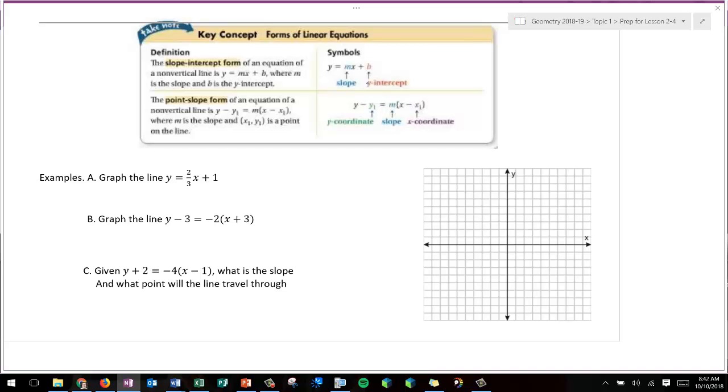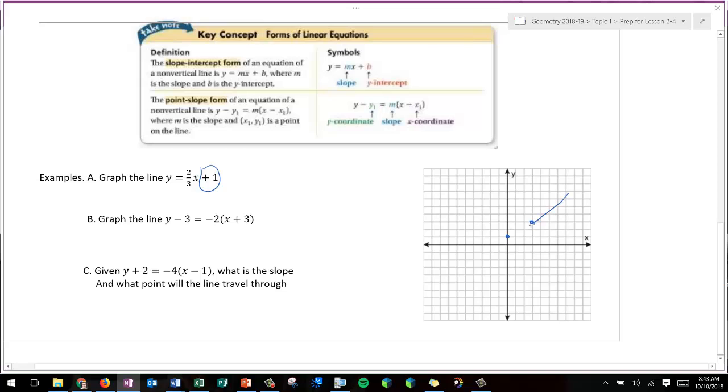So the first one, they want us to graph the line y equals 2/3 x plus 1. My steps to graph this are very simple. I'm going to graph my y-intercept first. That's the point that the line crosses the y-axis. So this crosses at 0, 1 right there. And then I'm going to use my slope, and I'm going to count up or down based on what they gave me. So I have 2 over 3, so I'm going to go up 2 units and over 3 units, and that's going to give me my other point.